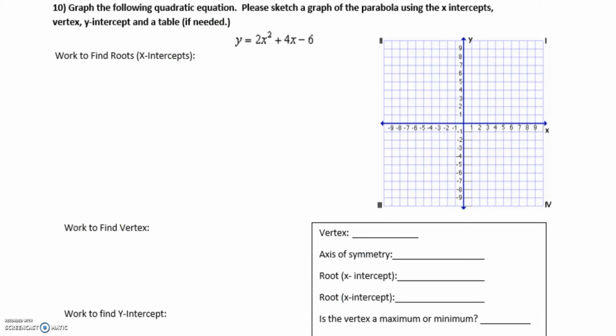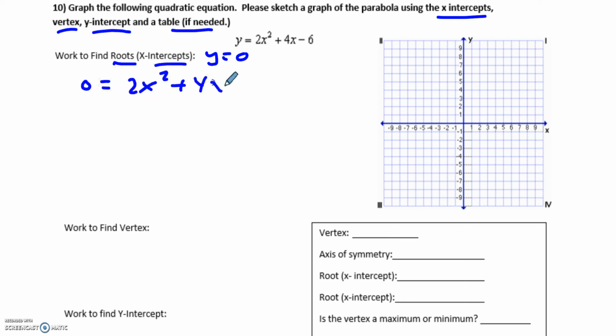Number 10, graph the following quadratic equation, then sketch the graph of the parabola using the x-intercepts, the vertex, the y-intercept, and a table if you need it. So if I would like to find my roots or my x-intercepts, this means it's on your x-axis, so y is 0. So the first thing I'm going to do is plug in 0 equals 2x squared plus 4x minus 6.